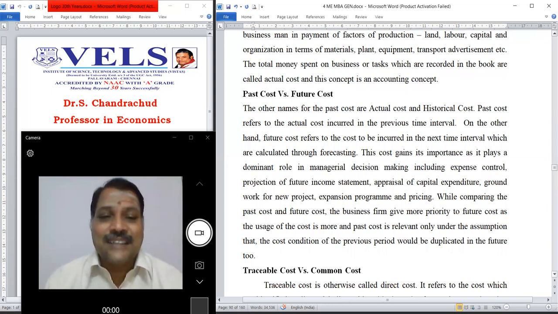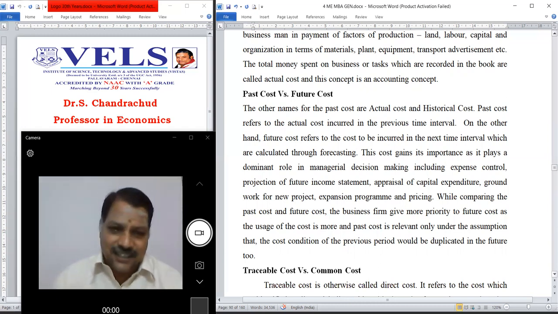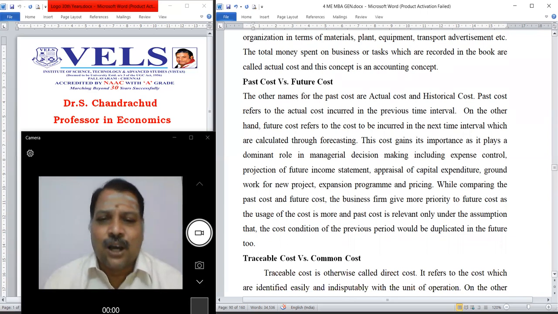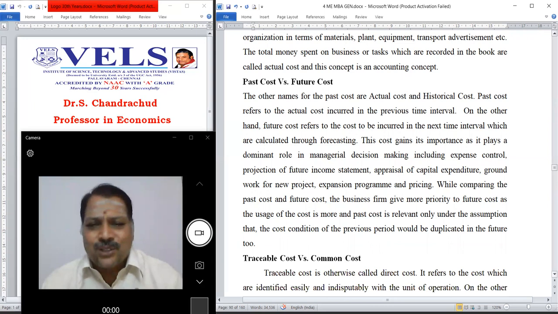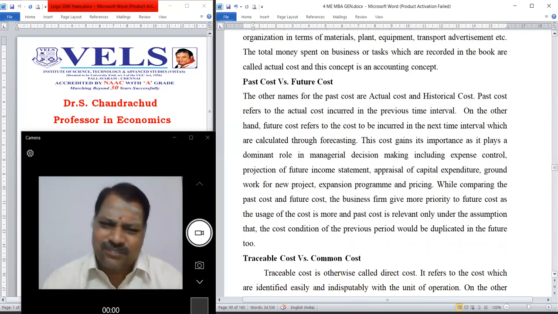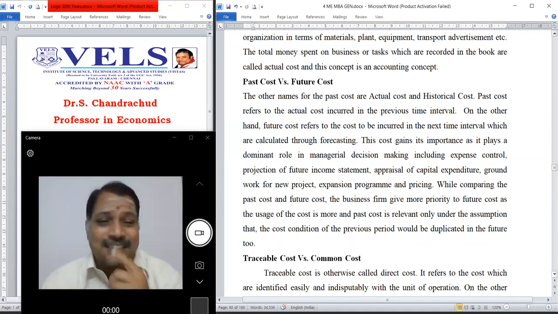This cost gains its importance as it plays a dominant role in managerial decision making, including expense control, projection of future income statement, appraisal of capital expenditure, and expansion program or pricing strategy. So for different contexts, this particular past cost and future cost concept is very much required.